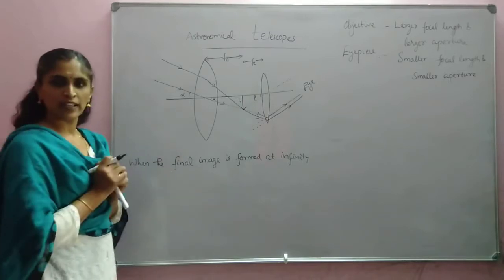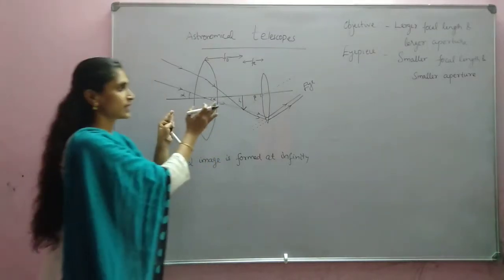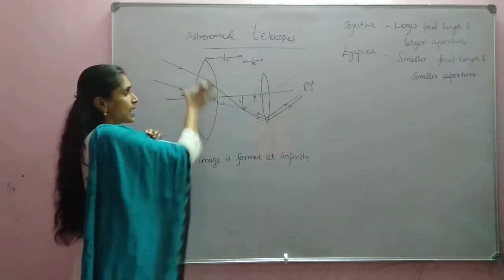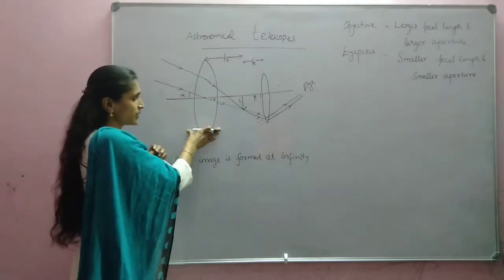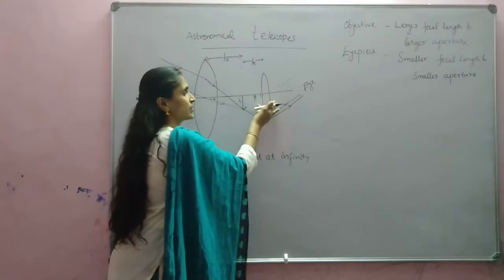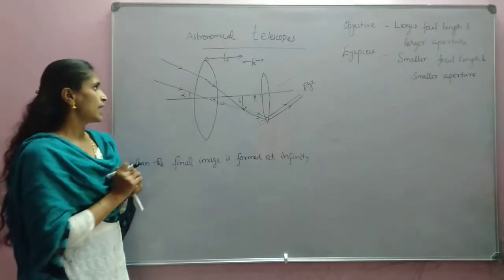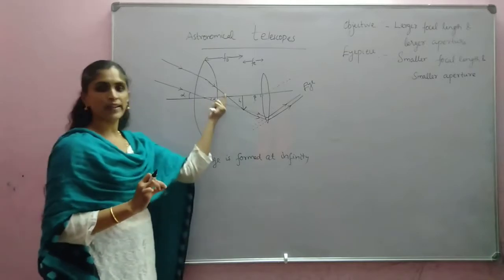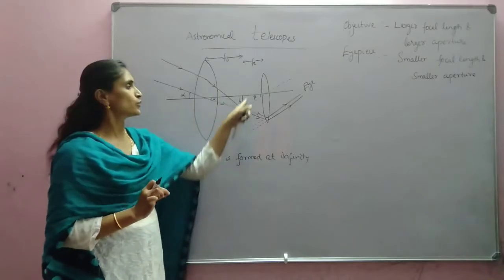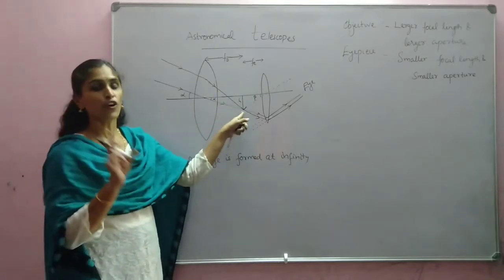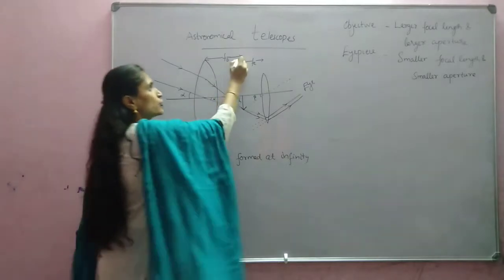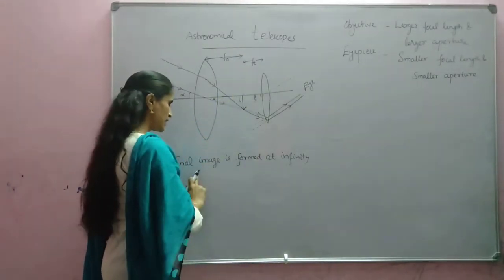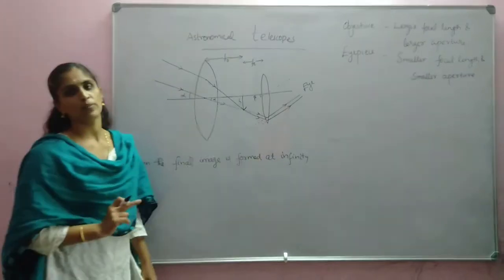Here two lenses are there. Now we will discuss how the diagram is drawn. The larger aperture lens should be drawn as the objective, and the smaller aperture lens as the eyepiece. We are viewing a distant object, so a parallel beam of light is incident. Those parallel rays converge to form an image at the focus of the eyepiece. The image should be formed exactly at the focus of the eyepiece when the final image is formed at infinity.